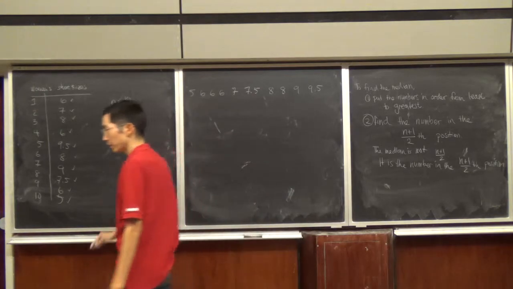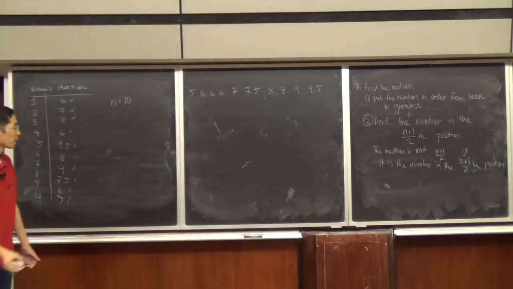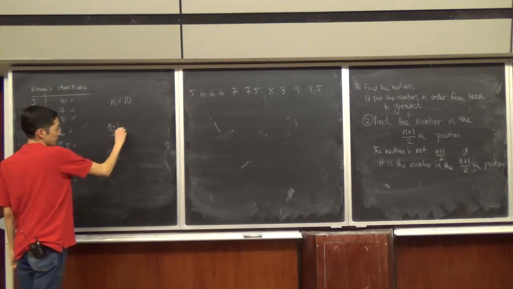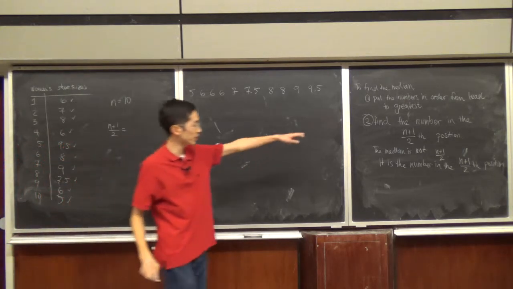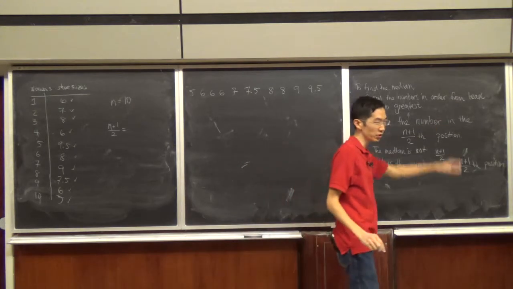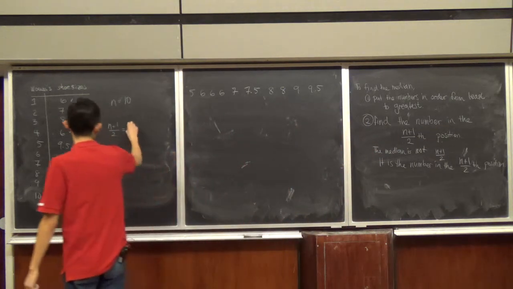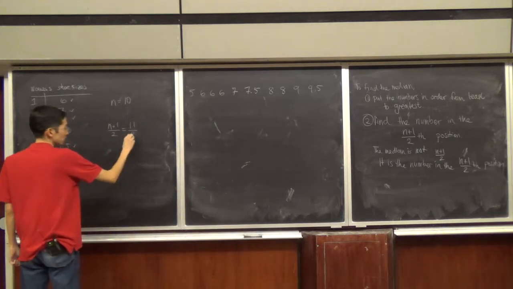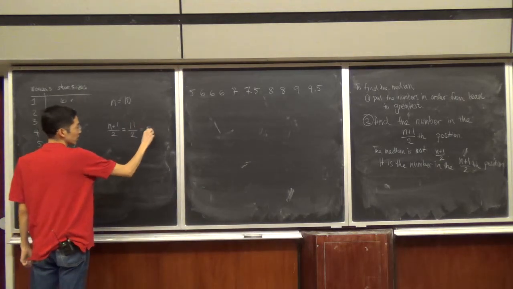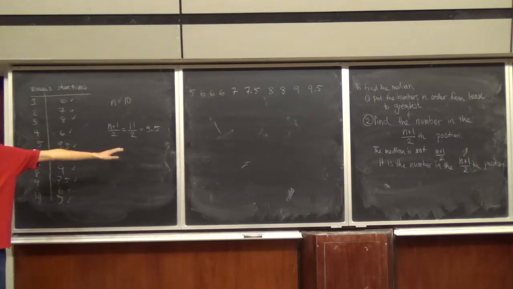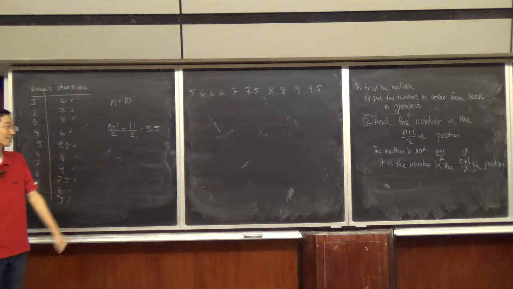N is equal to 10. What is n plus 1 divided by 2? The second step says find the number in the n plus 1 over 2's position. So what is n plus 1 divided by 2? Okay, n plus 1 divided by 2 is 11 divided by 2. I have 5.5. Is that step okay with everyone? No? Yes? Okay, good.